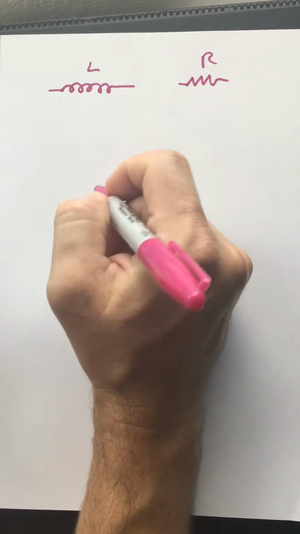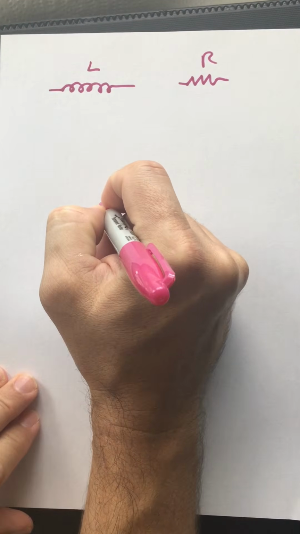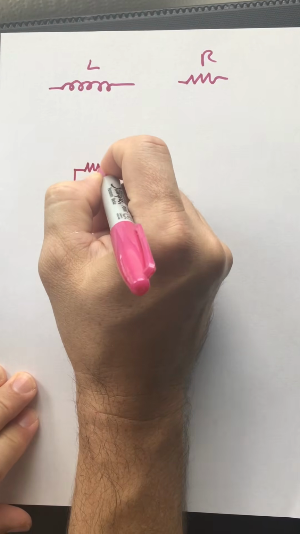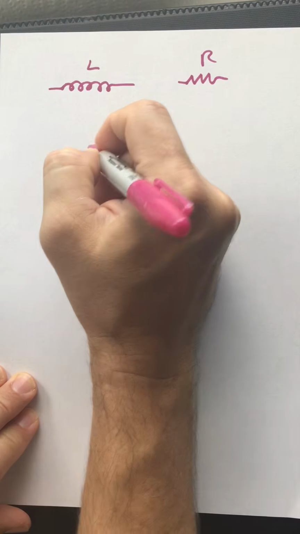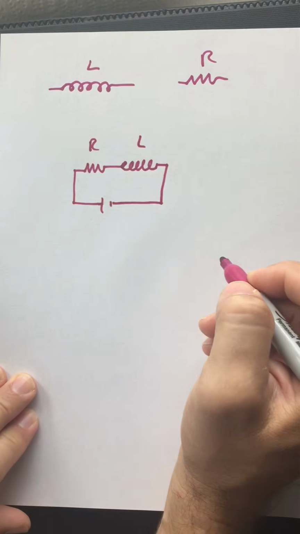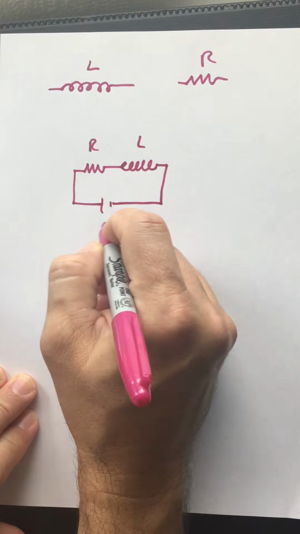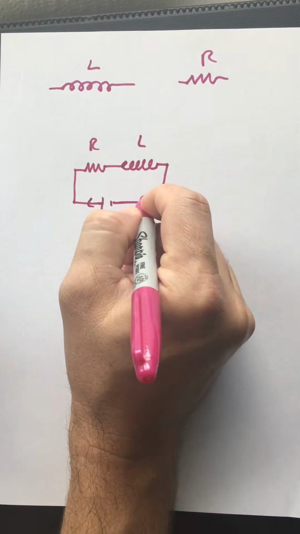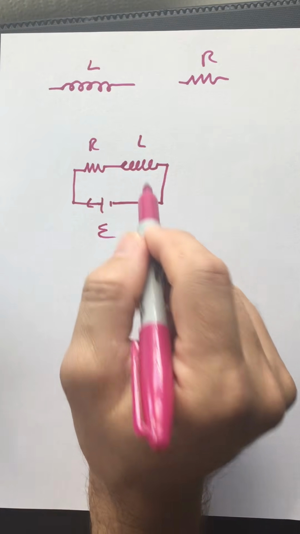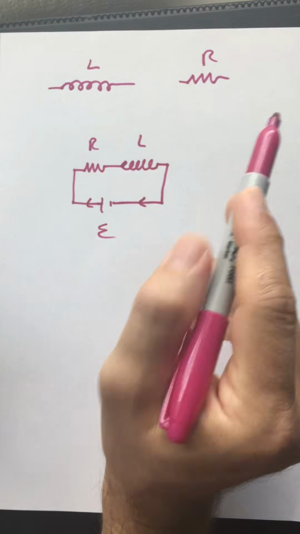All right, so what does this do? Well, imagine that you have a circuit. I'm going to put in a resistor and an inductor. This is called an RL circuit for obvious reasons. Then I have an EMF here. Let's say that I am driving current around this. So I'm coming through the resistor, through the inductor.